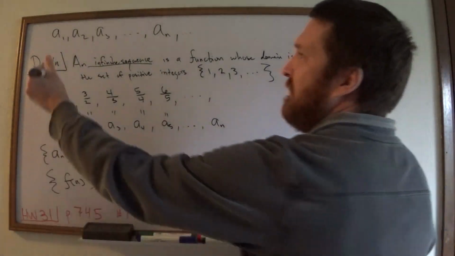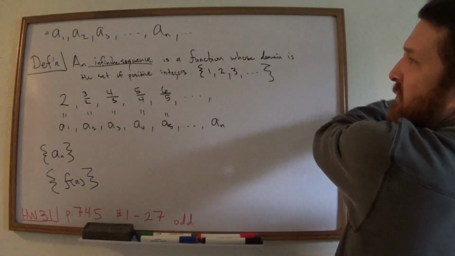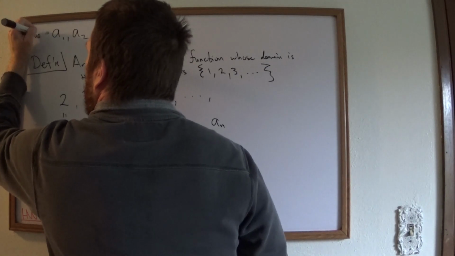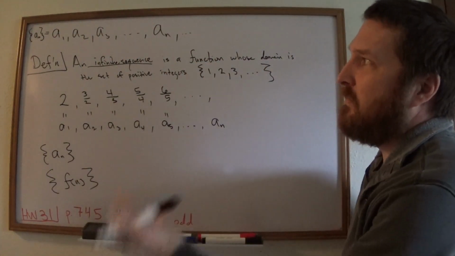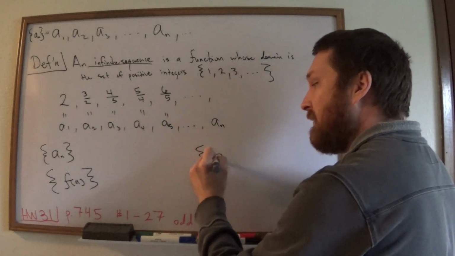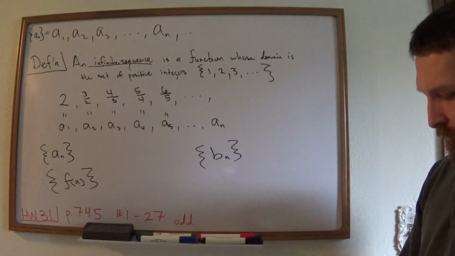In fact, I'm going to go ahead and say this string of infinitely many numbers, which goes on forever, is represented with little set brackets with an a sub n in there, or a b sub n, or any letter sub n. That's what we're talking about.